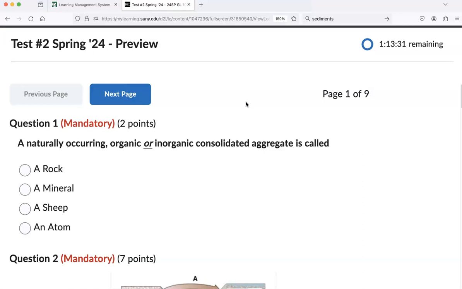What is that a definition of? Naturally occurring organic or inorganic consolidated aggregate. Yeah, a rock. All right, arguably, you could say that could be a sheet. We do have a lot of inorganic content in us, right? But no, in context, of course, this is the definition of a rock. And you guys are welcome. I didn't make you have to write this as much for me as it was for you, honestly.